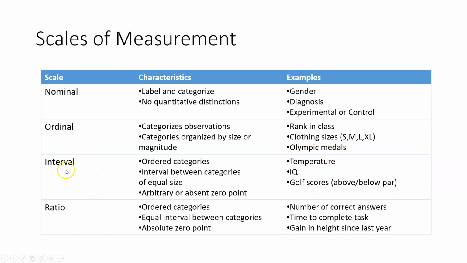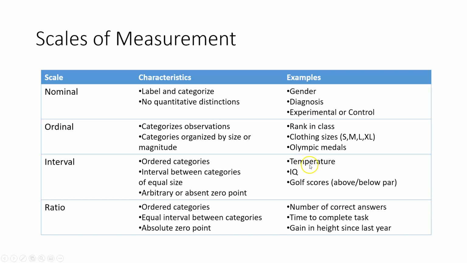An interval variable is an ordered category, but it's one better than an ordinal variable because the intervals between the categories are of equal size. Some examples of this would be temperature, IQ, and golf scores. The difference between 12 degrees and 13 degrees in temperature is the same as the difference between 13 and 14, or 14 and 15. Each of those numbers is the same distance apart as all the other numbers.